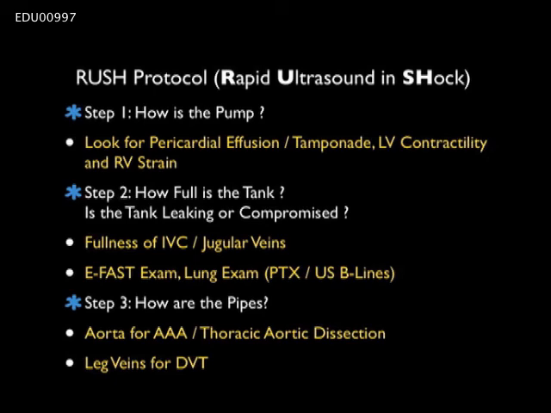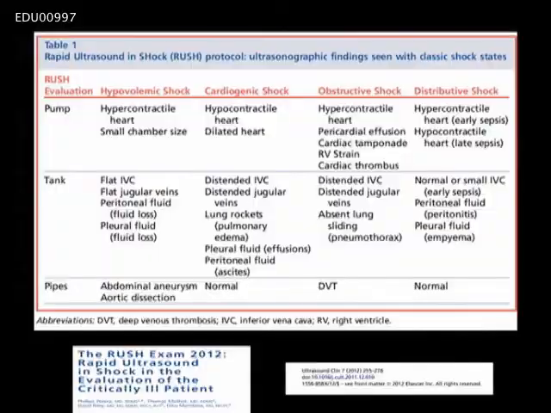In a series of upcoming videos, we'll go over how to use the RUSH exam, i.e. how to evaluate the pump, the tank, and the pipes to figure out exactly what type of shock the patient is suffering from and how best to treat the patient in the resuscitation area. And hopefully by the time we go through all these videos, this table will make a lot more sense. We'll be able to use the RUSH exam to figure out the specific type of shock that the patient is suffering from. Is it hypovolemic, cardiogenic, obstructive, or distributive? And we can see how the different findings within the pump, tank, and pipe categories can help us in determining this etiology for the shock.